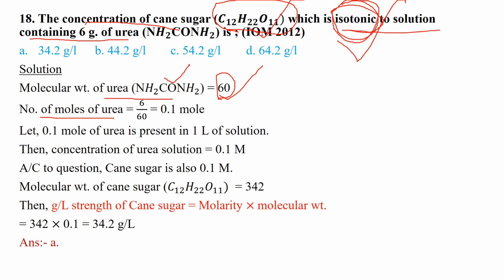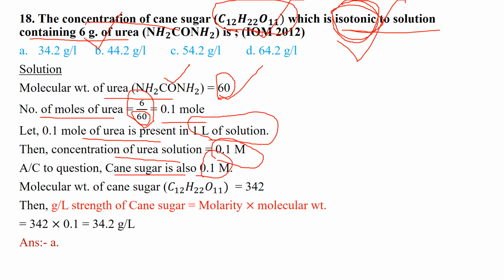The number of moles of urea will be 6 by 60, because 6 gram of urea is given, which is 0.1 mole. Let us consider that 0.1 mole of urea is present in 1 liter of solution. Then the concentration of urea will be 0.1 molar. According to the question, cane sugar is also 0.1 molar because it is isotonic to the urea, and the molecular weight of cane sugar is 342.